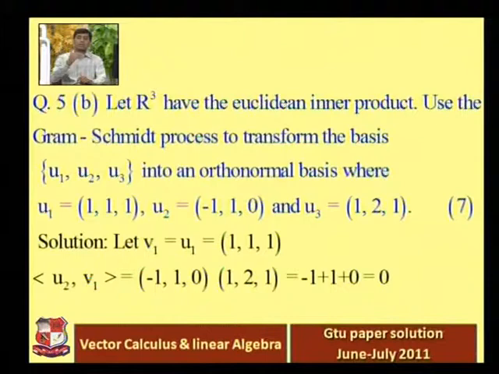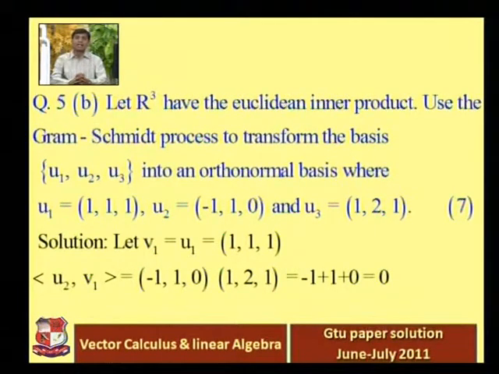From orthogonal to orthonormal is quite easy, because we just have to divide each vector by its norm. That's it. But the main process is to convert from any basis vectors to an orthogonal set, and that's why we have these formulas. Let v1 equal u1, that is (1, 1, 1). Then find the inner product of u2 with v1: (-1, 1, 0) dot (1, 2, 1) is equal to -1 plus 1 plus 0, that is equal to 0.